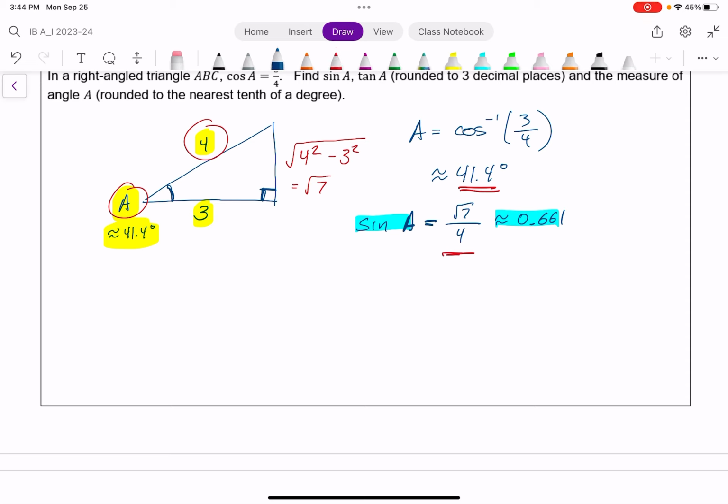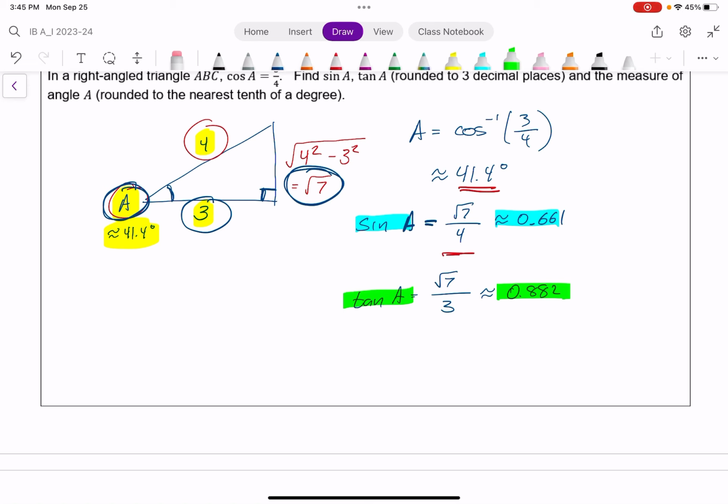And so similarly, I can find the tan of A right now. Tangent is opposite over adjacent. So in this case, from the angle A, the opposite side is root 7, the adjacent side is 3. So it's root 7 over 3, which again, if you calculate that, you get about 0.882. And so without using that angle of 41.4 degrees for A, I got both of those.